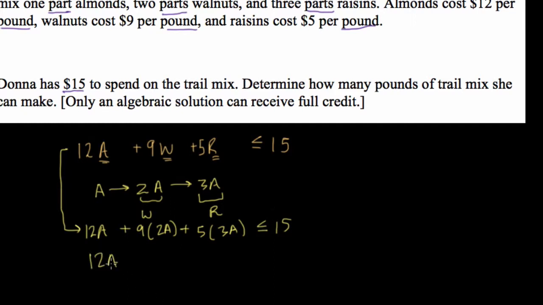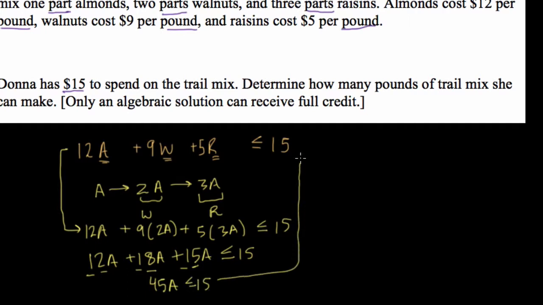So we have 12A plus 18A plus 15A has to be less than or equal to 15. We add these up, 10, 20, 30, and then 8 and 2 is 10 more. That's 40. It's 5, so 45A is less than or equal to 15. So let's keep going up here. So if 45A is less than or equal to 15, we divide both sides by 45. And what do we get? Well, 15 over 45 is 1/3. So A has to be less than or equal to 1/3.